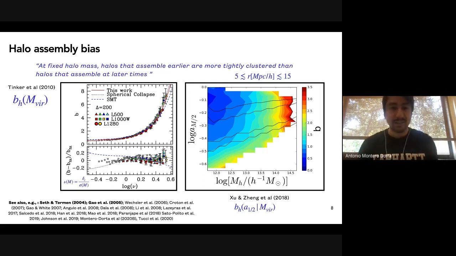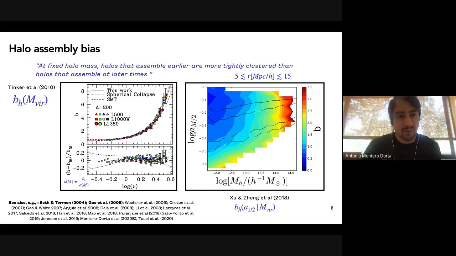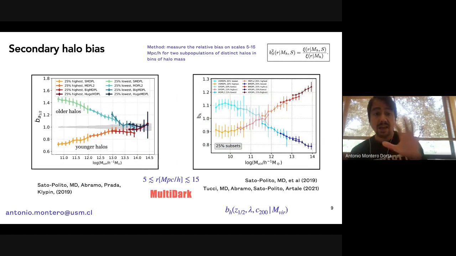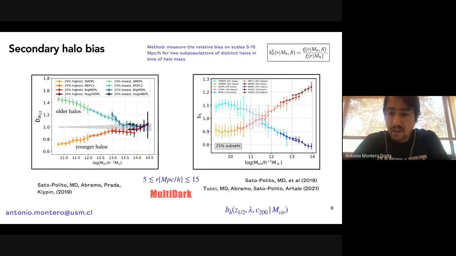I'm already thinking that I won't have time to say everything that I was going to say. Anyway, this is a paper, a few papers that we did a couple of years ago. This is another way of showing this. Here I'm showing on the left-hand side the assembly bias signal.